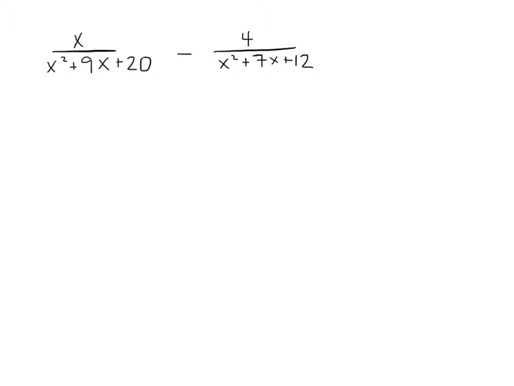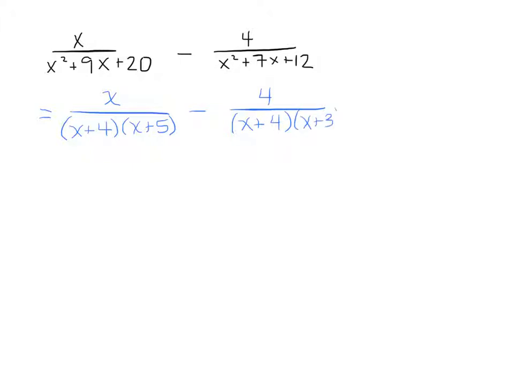We're going to do one more. Here it is. So, what's the first step? Factor. That's, in this unit, almost always the first step, is to factor, at least the denominators. So this becomes x over x plus 4, x plus 5, minus 4 over x plus 4, x plus 3.